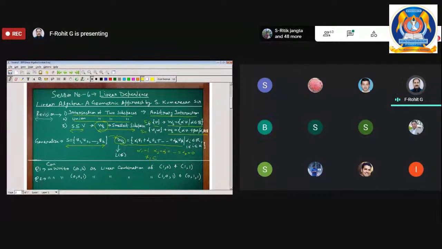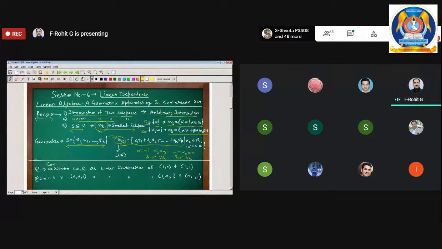So v1 belongs to WS. Similarly, if I take alpha 2 equal to 1 and all other alphas equal to 0, I will get v2 belongs to WS, right? In the same way, all the elements in the set S belong to WS also. That's why we are saying that this is a subspace containing S. Rather, this is the smallest subspace containing S.